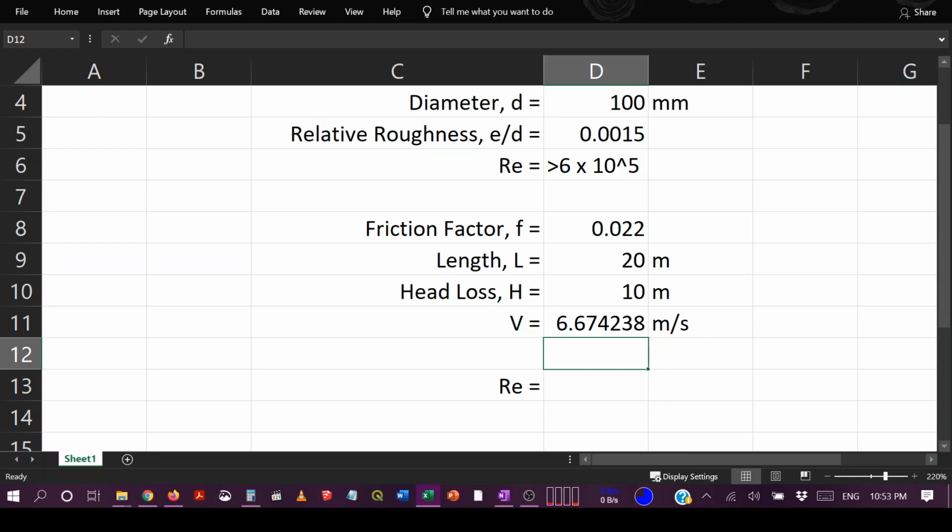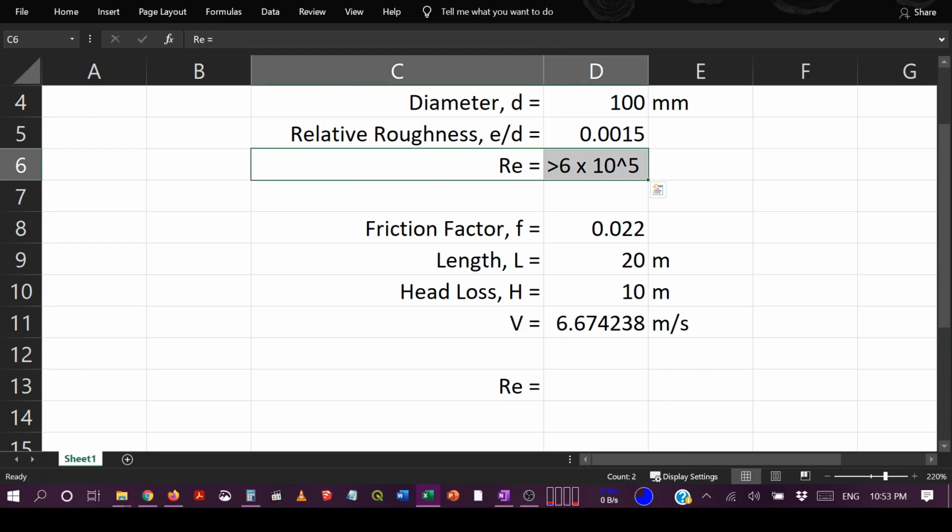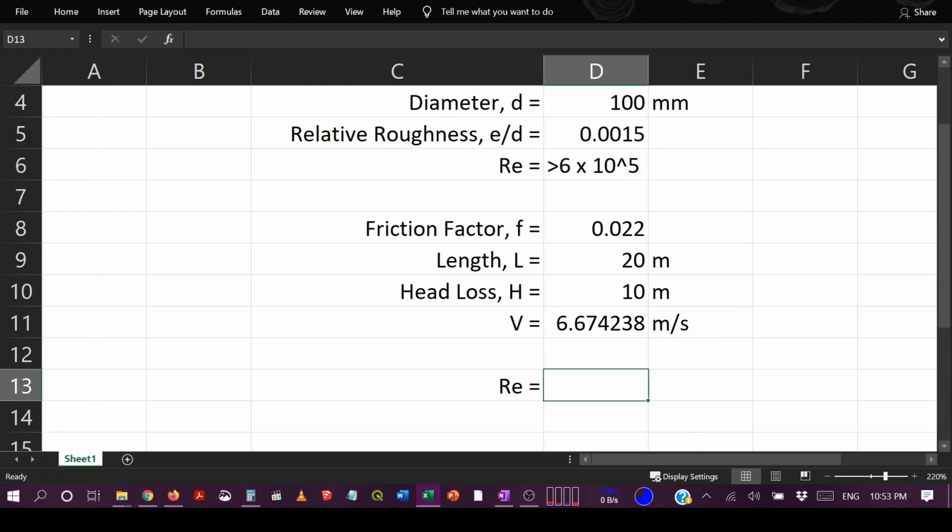Now we have to check whether this Reynolds number is actually correct or not. For that, we can simply use the Reynolds number formula, which is rho v d by mu. We can find it using the formula: rho for water is 1000, multiplied by velocity, whatever we found out, v, multiplied by diameter, 100 divided by 1000 to convert it to meter, divided by dynamic viscosity, which for water is approximately 0.00089 Pascal seconds, which is the SI unit.